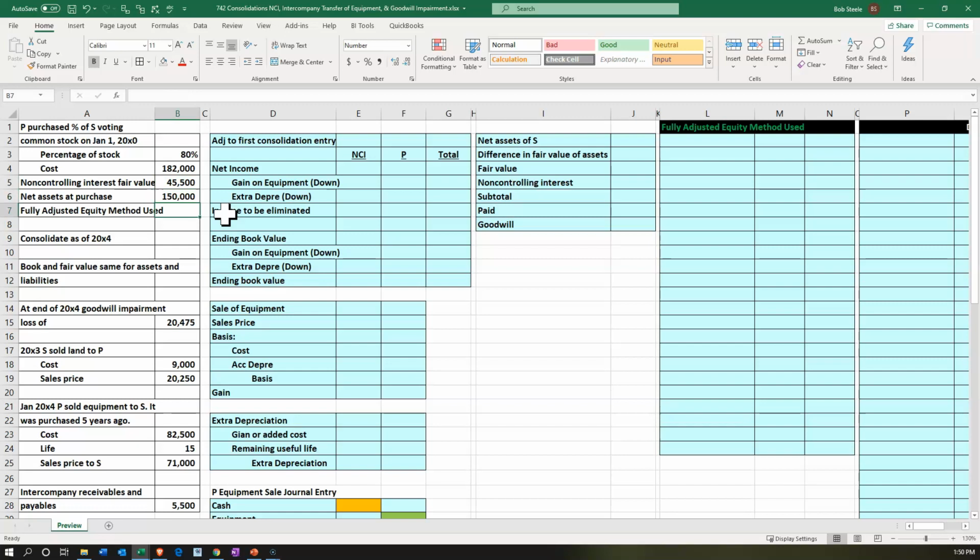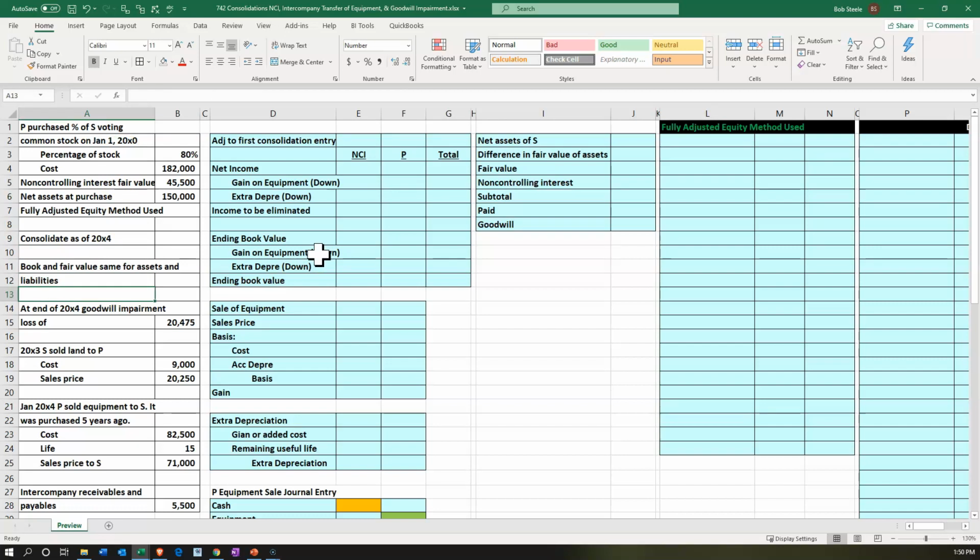Net assets at the point in time of purchase of S, meaning assets minus liabilities or equity section at that time, book value $150,000. The fully adjusted equity method is going to be used by P to account for their investment in S. The consolidation will take place as of 2000 X4. That's 5 years later because the purchase took place in January of 2000 X1. We're talking December now, 2000 X4 here.